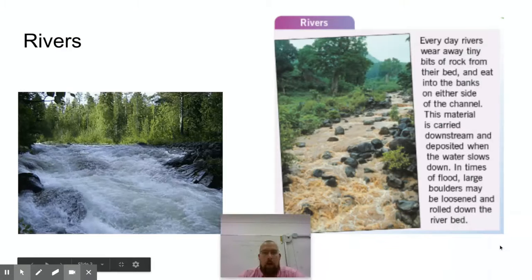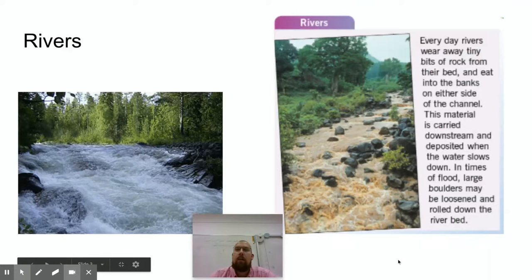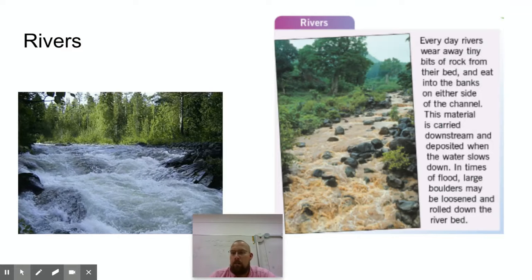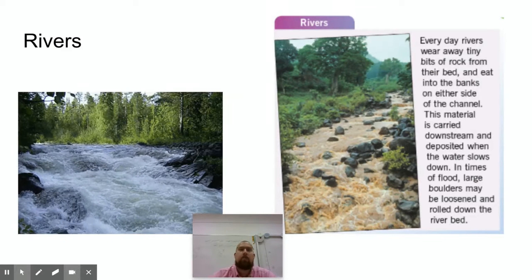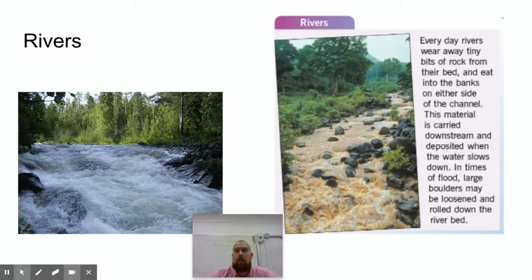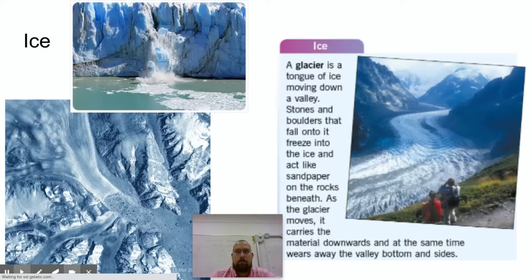Rivers, how do they affect erosion? Every day rivers wear away tiny bits of rock from their bed and eat into the banks on the side of the channel. This material is carried downstream and deposited when the water slows down. In times of flood, large boulders may be loosened and rolled down the riverbed. Okay, that means this river will tear away a lot of the material from the riverbank. That is the area just down towards the river.